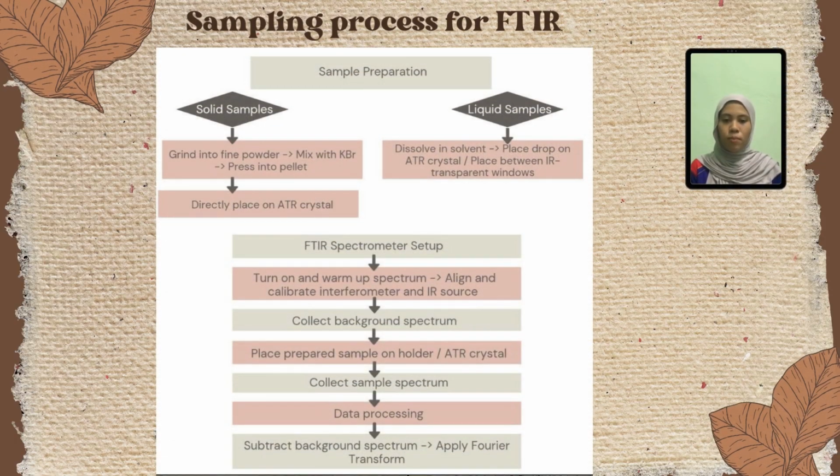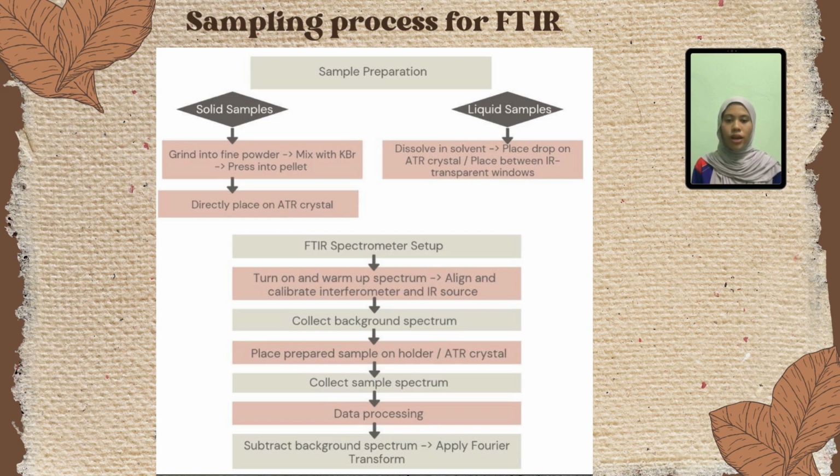Okay, moving to the sampling process for FTIR. Start with sample preparation. If the sample is in solid form, we grind it into a fine powder. Then we mix it with potassium bromide. Then we press it into a pellet, and we directly place it on the ATR crystal. If the sample is in liquid form, we dissolve it in solvent. Then we place a drop on the ATR crystal. Then we place it between IR transparent windows. Then we set up the FTIR spectrometer.